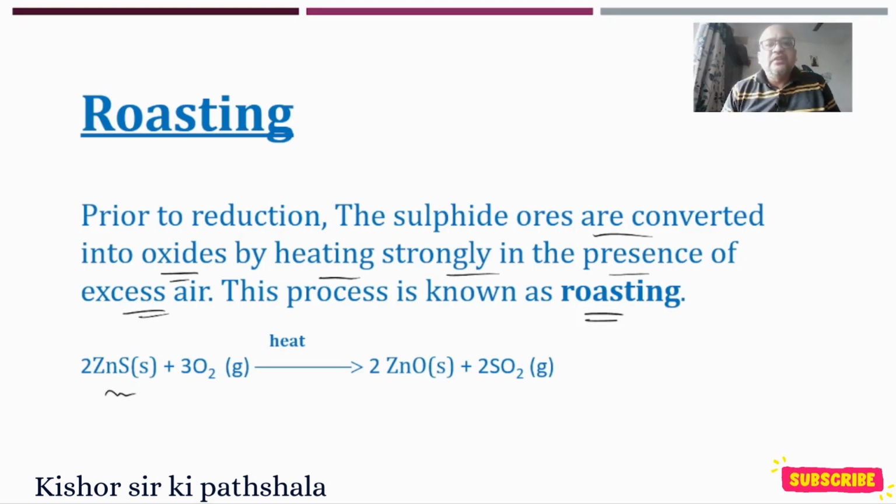Here you see zinc sulfide is there. Excess of oxygen is there, which means complete combustion is happening. And what we are getting here is zinc oxide, and sulfur dioxide gas is released. Right. So this process is called roasting. We need to remember what roasting is all about.